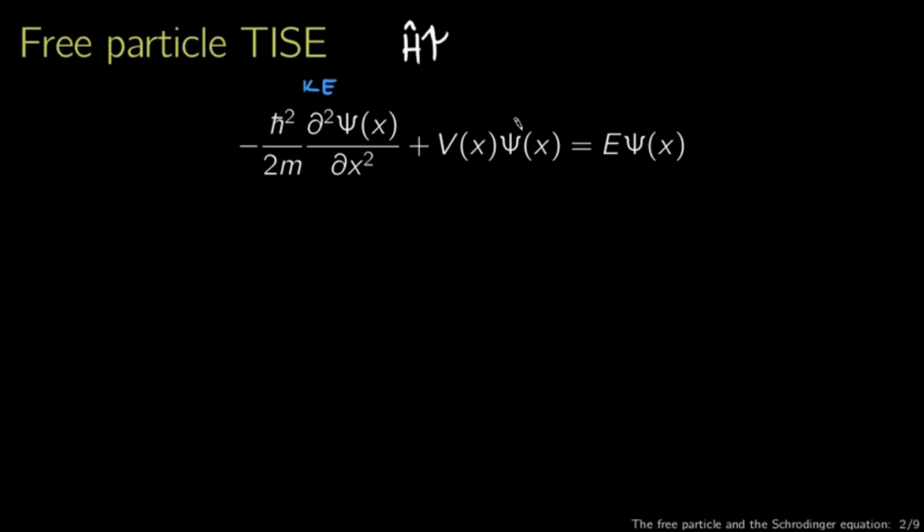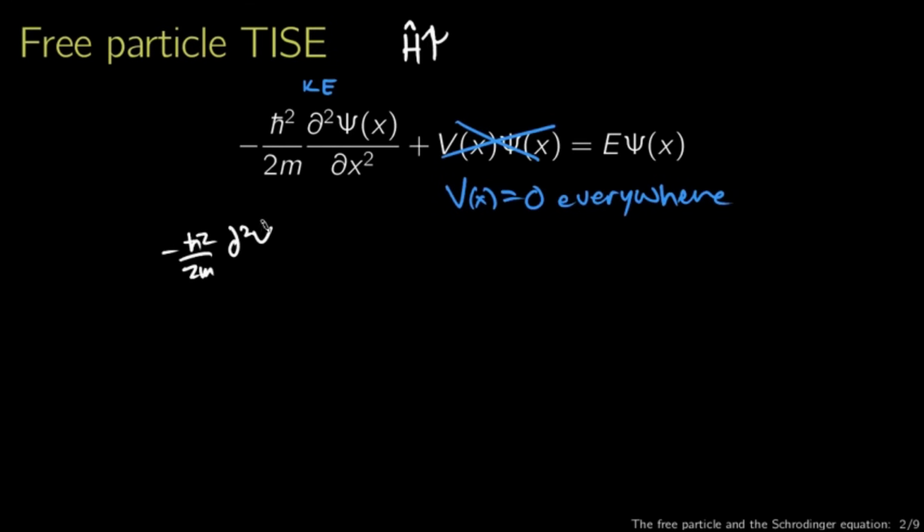In the context of the free particle, where there is no potential, what that means is that V of x is equal to 0 everywhere. That means we can just cross out this term entirely. We don't have to worry about it. What we're left with then, for our time-independent Schrödinger equation, is minus h bar squared over 2m times the second partial derivative of psi with respect to x equal to E psi.